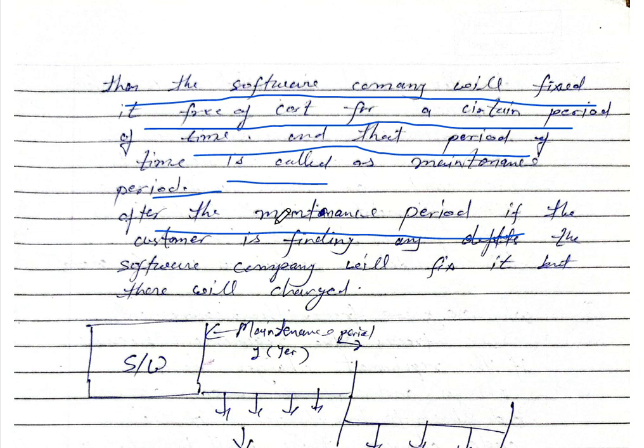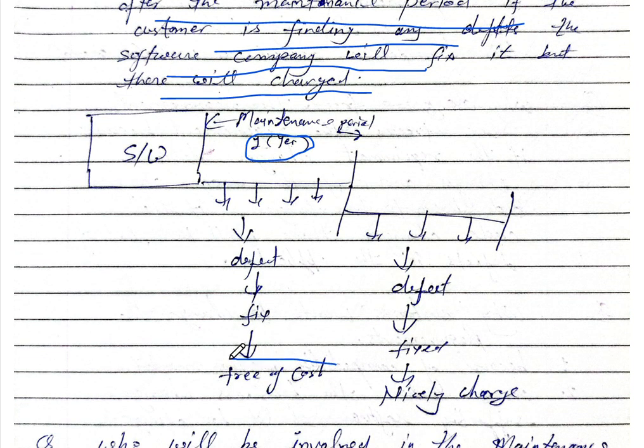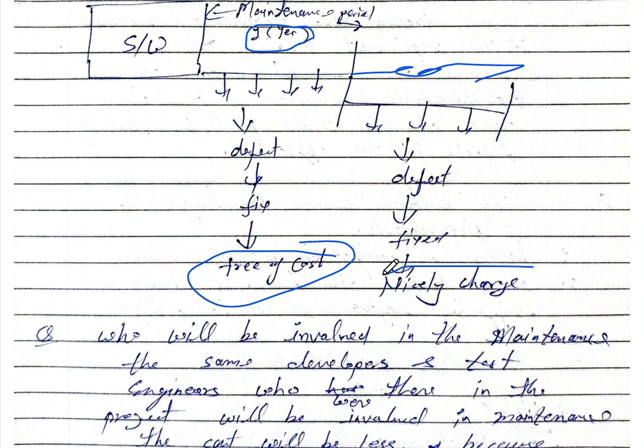After the maintenance period is over, if the customer finds any defect, then the software company will fix it, but they will charge. Suppose there is 1 year of maintenance period, and if the customer finds any defect in this period, then the software company will fix the defect free of cost. But after the maintenance period, if the customer finds any defect, then it is charged.